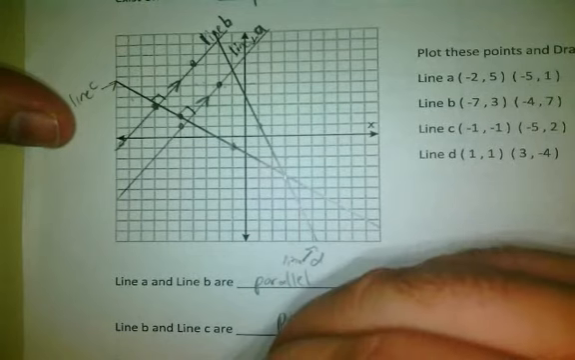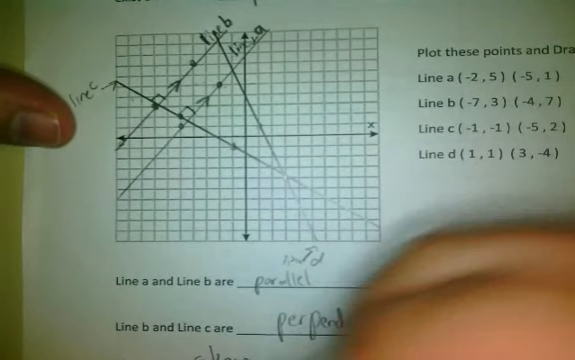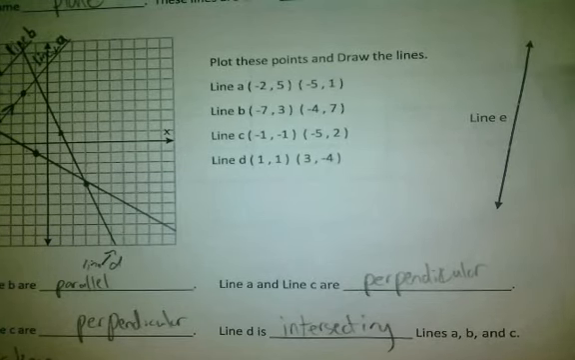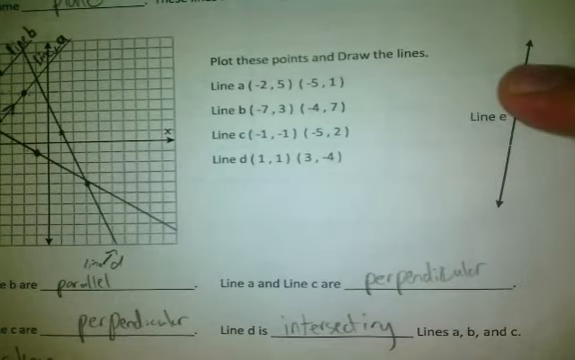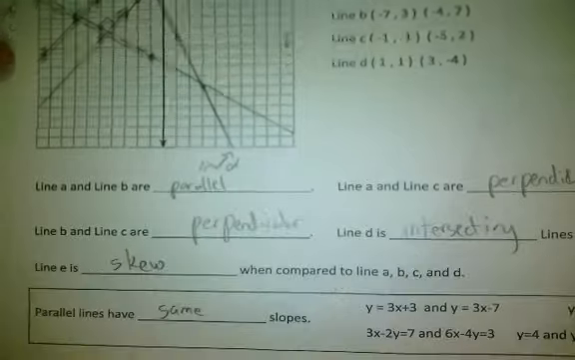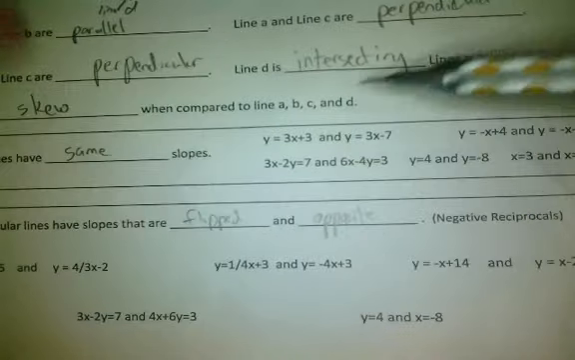And then line E is skew. And you're like, where's line E? Oh, line E was way over here. See it? That's line E. Line E is on a whole other plane, and it's not parallel or perpendicular to these or anything. This is on a totally different plane. So it is skew. Now, to check it out, parallel lines have the same slopes.